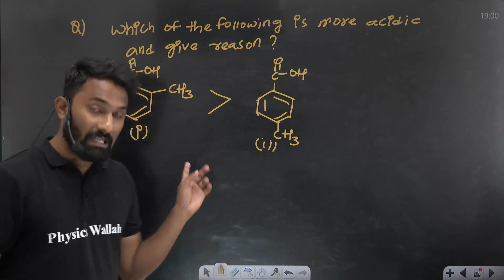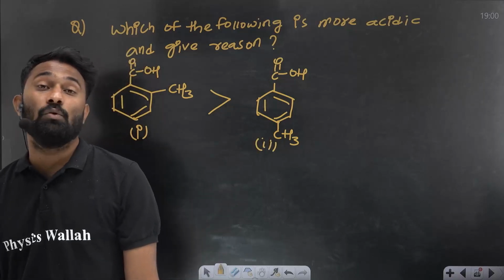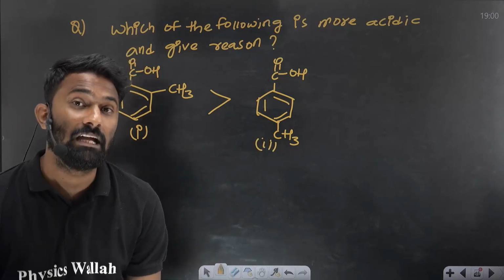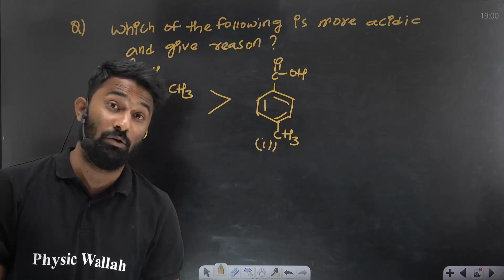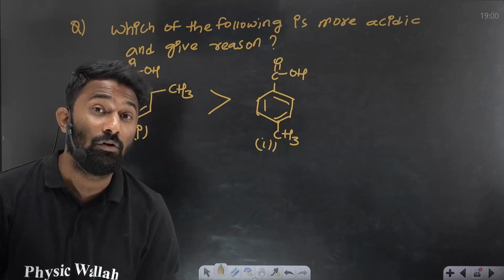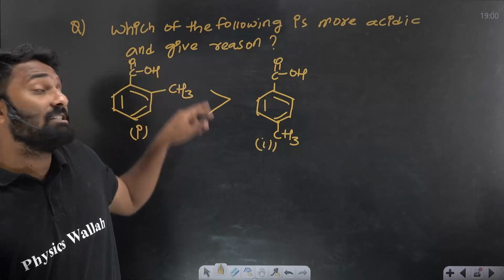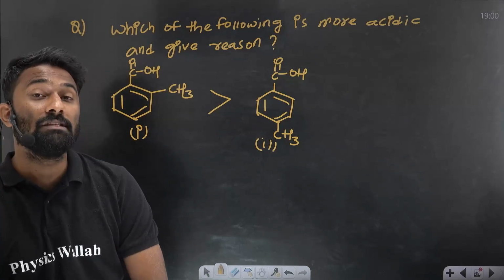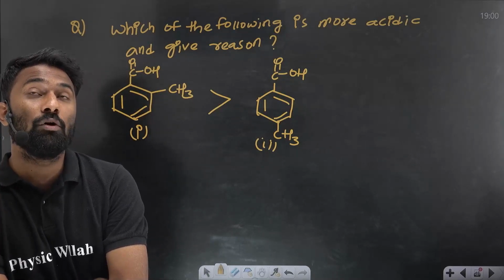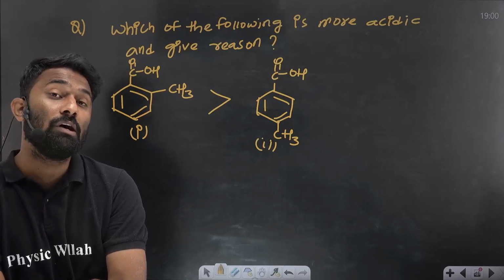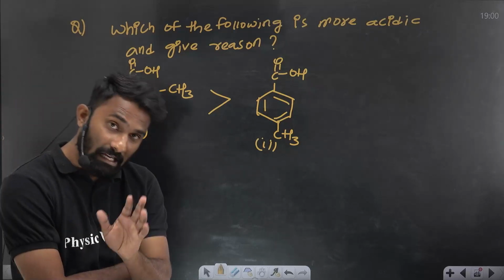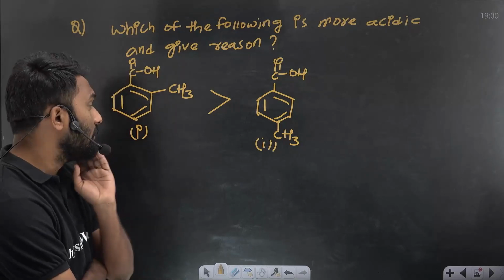Sir, here the group attached is a plus I group, because this comes under the plus I group. Plus I groups increase the electron density, but here there is a negative charge. How will this negative charge be stabilized, sir? It will become more destabilized. Then how are you saying this is more acidic? Now I will explain it clearly to you.